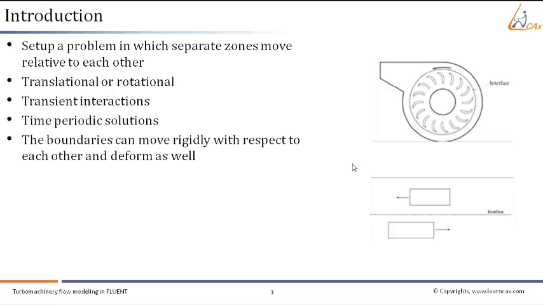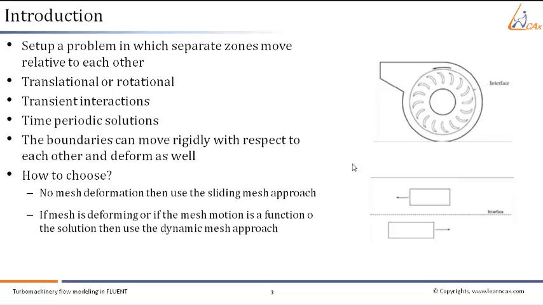After that, there is a generalized case, the dynamic mesh model, which allows you to move the boundaries of the cell zone relative to other boundaries of the zone and to adjust the mesh accordingly. The boundaries can move rigidly with respect to each other and deform as well.